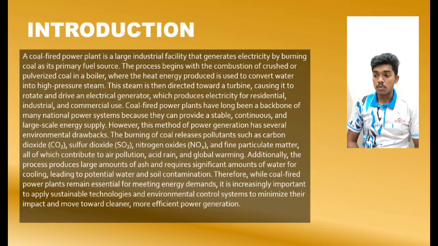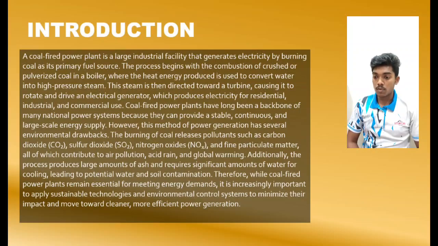A coal-fired power plant is a large industrial facility that generates electricity by burning coal as its primary fuel source. The process begins with the combustion of crushed or pulverized coal in a boiler, where the heat energy produced is used to convert water into high-pressure steam. This steam is then directed toward a turbine, causing it to rotate and drive an electrical generator, which produces electricity for residential, industrial, and commercial use.